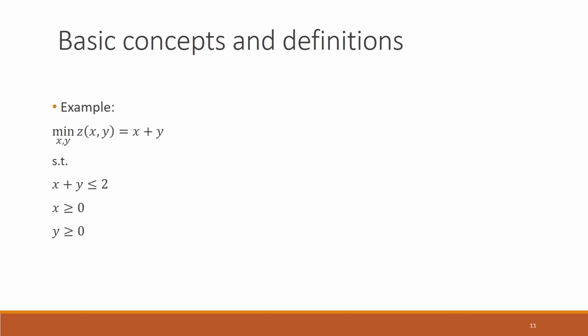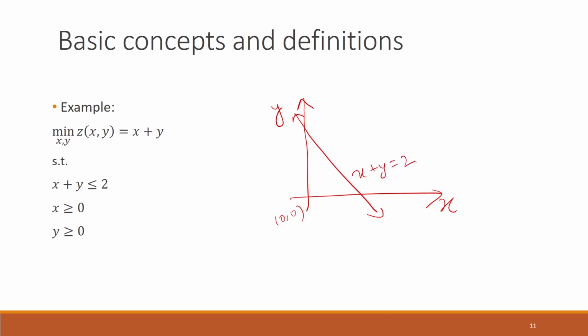So, consider that we are minimizing this function z, which is a function of x plus y, such that x plus y is less than or equal to 2, x is greater than or equal to 0 and y is greater than or equal to 0. So, let us plot the feasible region for this optimization problem. Since there are two decision variables, we have denoted them on the two axes that we have here. So, this is the origin here, this is the line x plus y equal to 2.